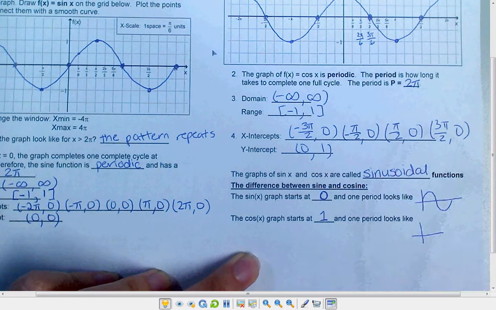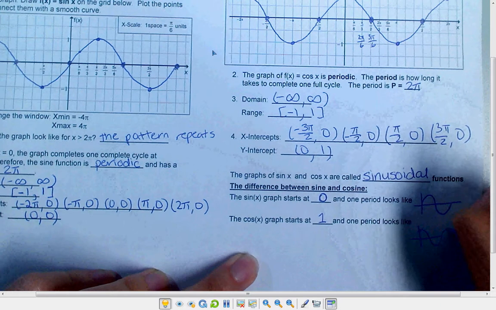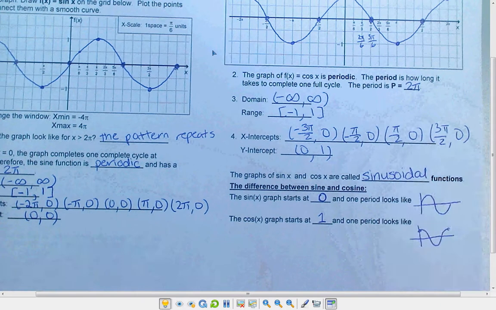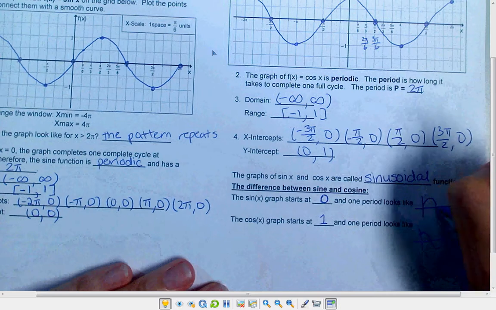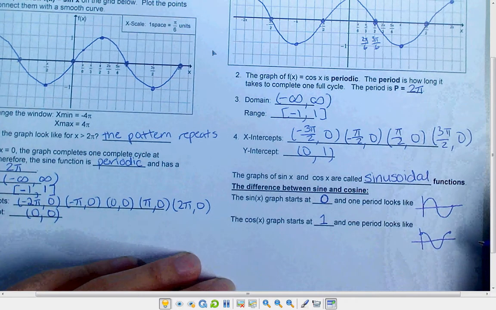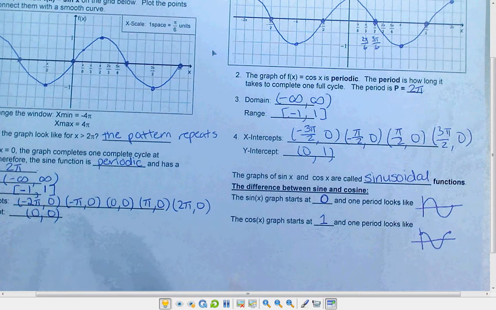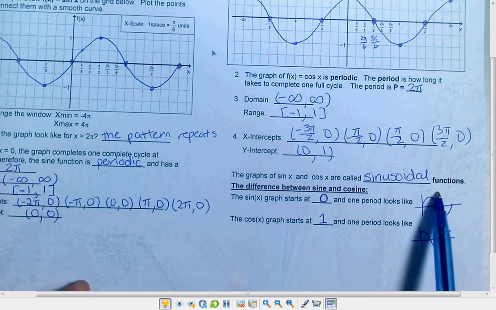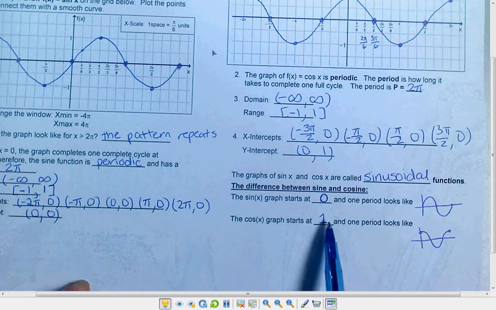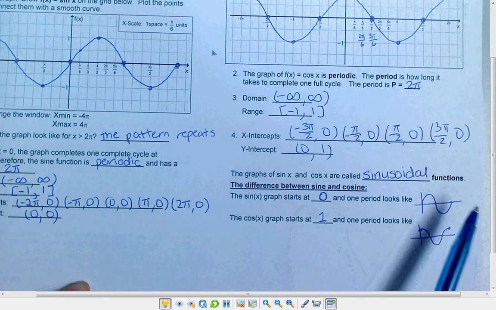And its period looks like it starts up here at the 1. So it's kind of like this. Where it starts at the top, goes back down, goes back to the top. So this is going to be the key thing to remember here when you're graphing sine and cosine. Sine starts at 0, goes uphill, valley. Cosine starts at 1. It starts at the top of the hill, goes all the way down, and ends back at the top of the hill.